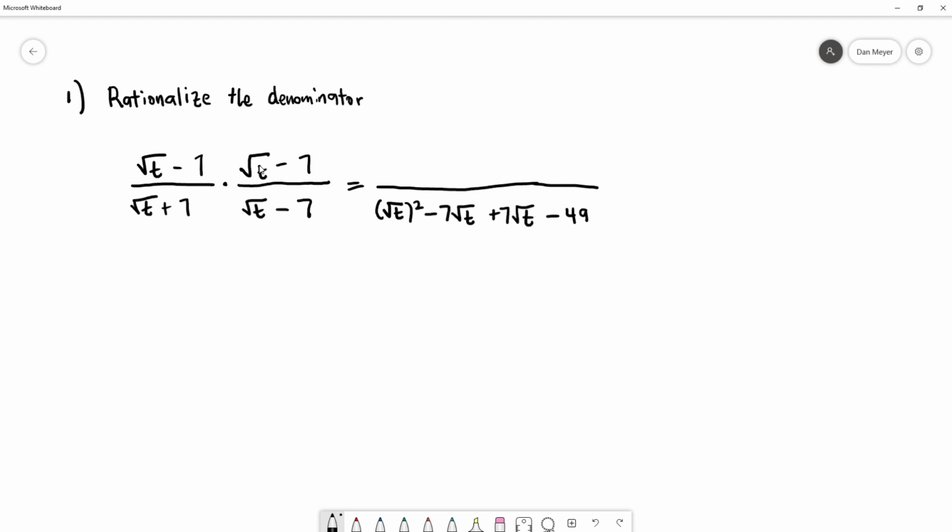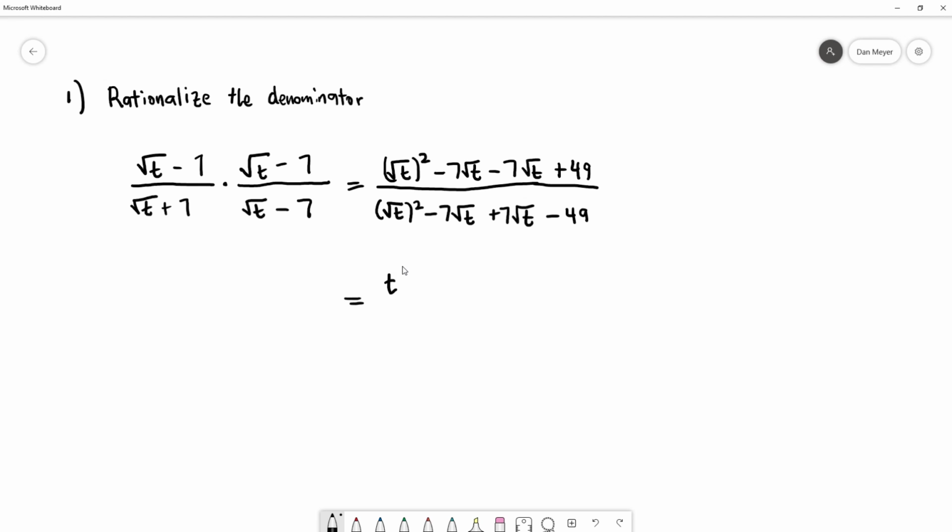When I multiply the first pair, I get root t squared. The outside is minus 7 root t. The inside is also minus 7 root t. And then the last is negative 7 times negative 7, which is plus 49. Now the top simplifies when I do the square root of t squared. Remember, when I do the root and then the power, that works out exactly the way that we want it.